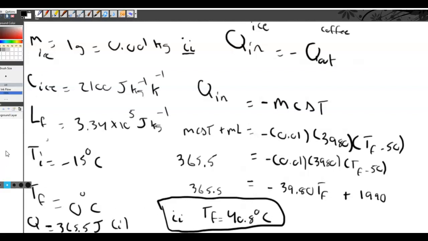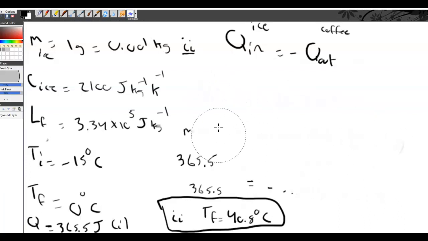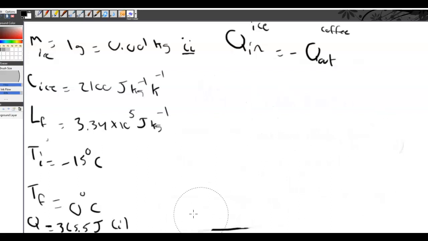Now I'm going to erase some of this, and I'm going to do the last question. So I'm going to erase this bit over here. Now, it's still a two-object question, but now I want to go all the way to thermal equilibrium. So the setup is the exact same. The only difference is if I want to go to thermal equilibrium, remember that on the right side I have the MC delta T for the coffee.